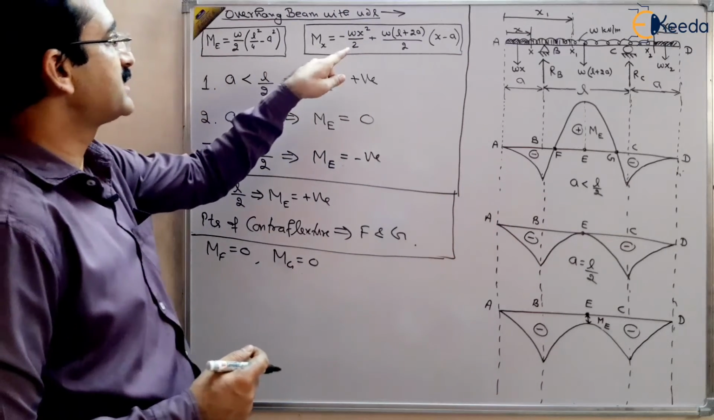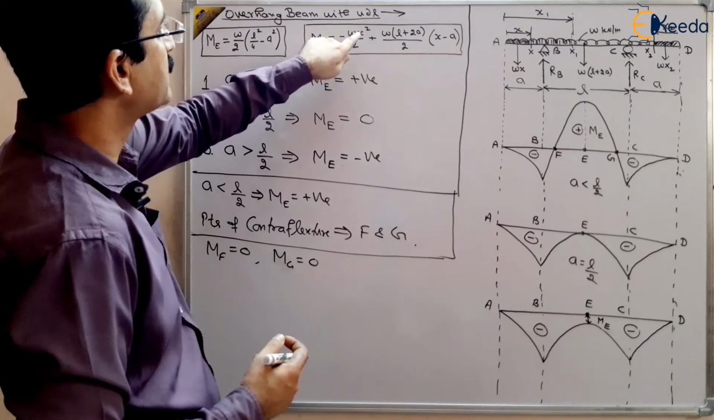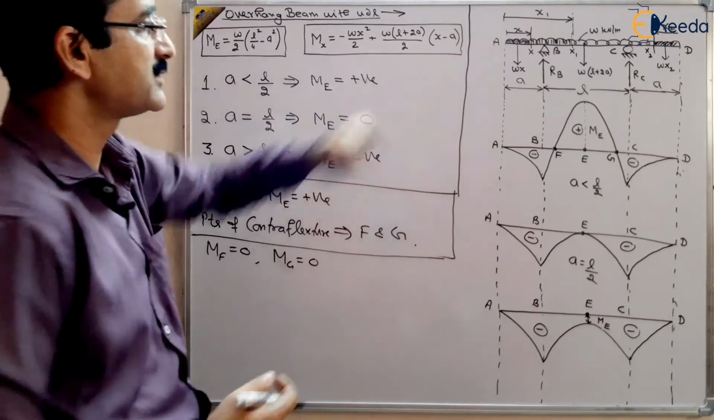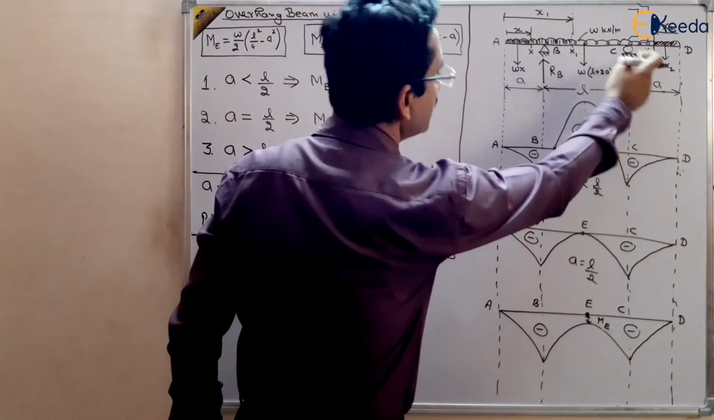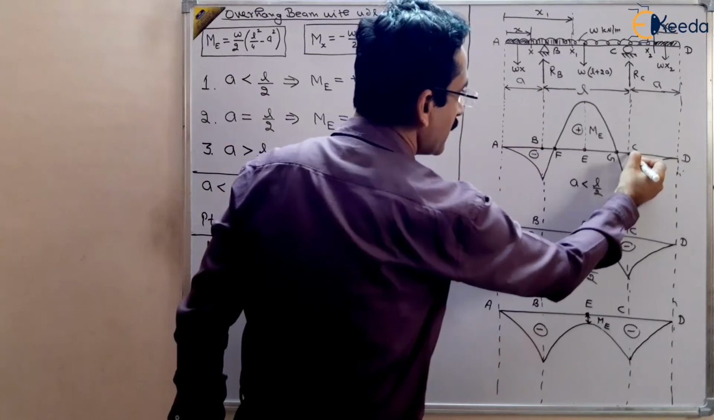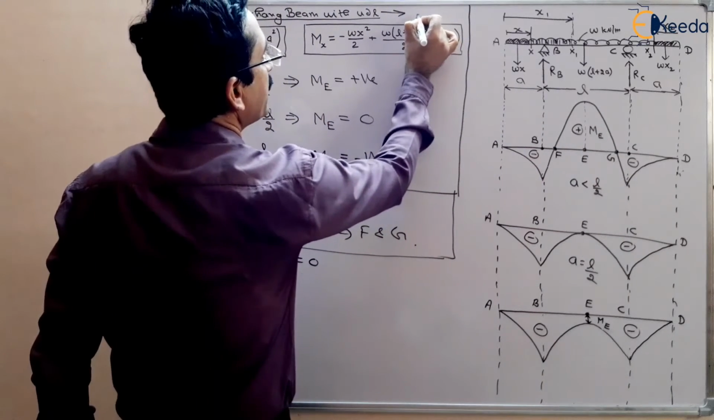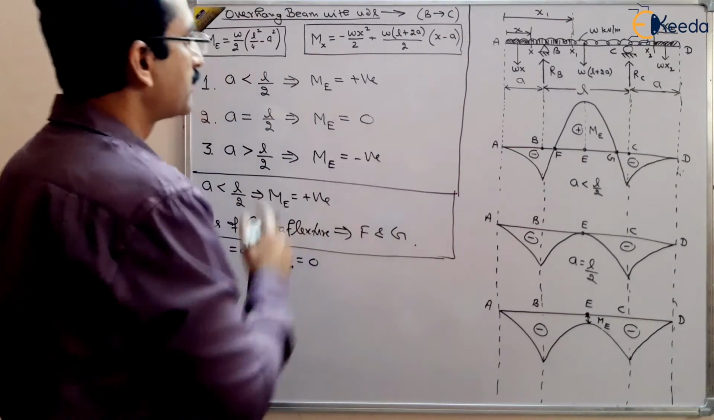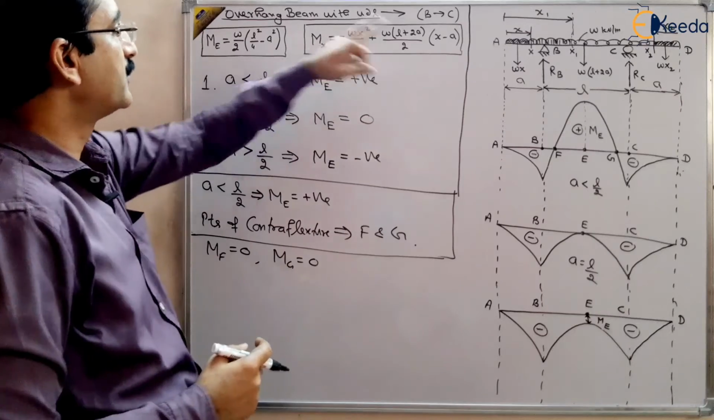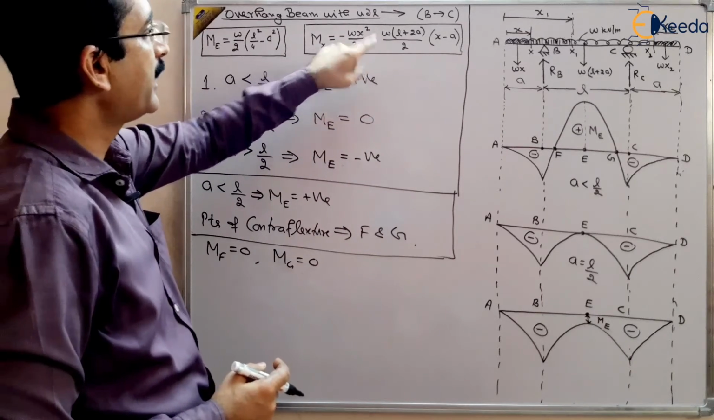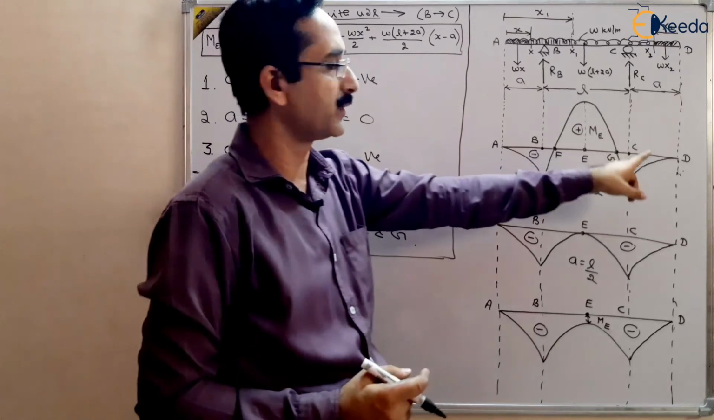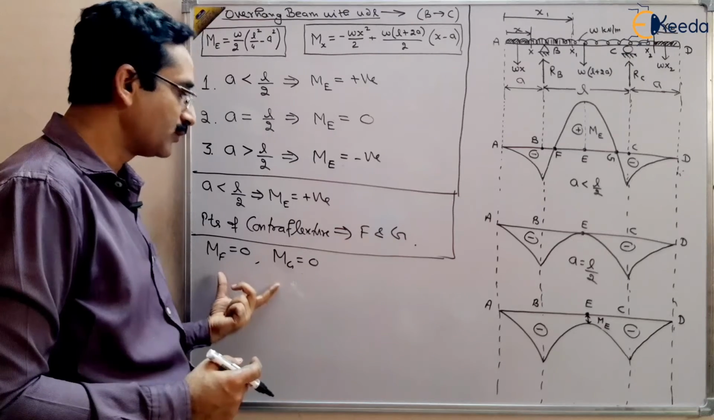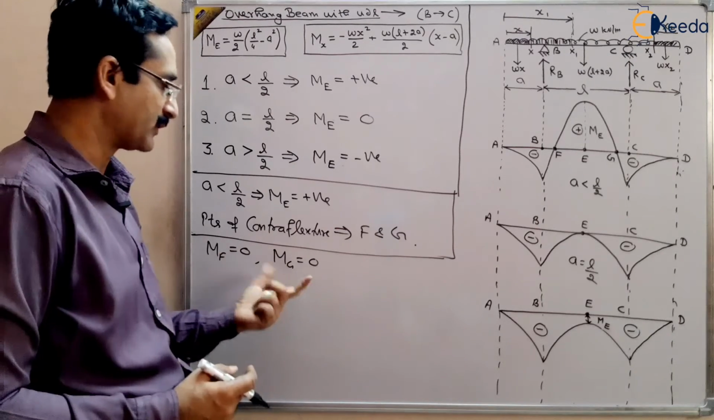So we have an equation for this. This was Mx is equal to minus wx square by 2 plus w(L plus 2a)/2 multiplied by (x minus a). This equation was valid between B to C, from here to here. So we can use this equation. If we put Mx equal to 0, we will get a quadratic equation, and solving the quadratic equation we will get two values of x, and those will be the points where bending moment is 0, or points of contraflexure where bending moment changes sign, basically, right?